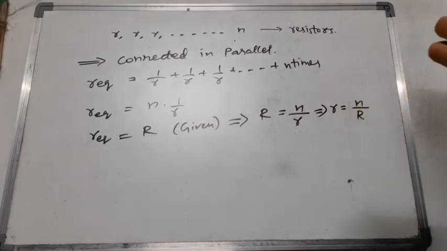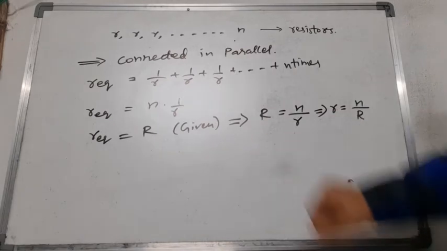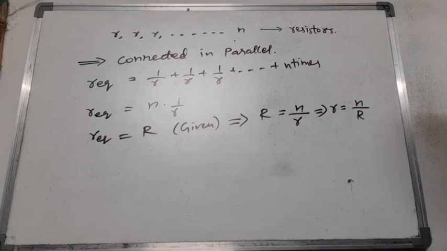R is equal to N by R. Okay. Right. Now, suppose these resistors are connected in series, then what will be its value? That is a question.